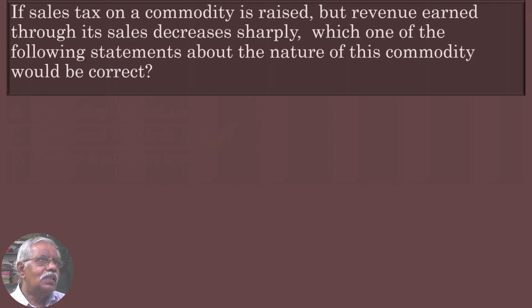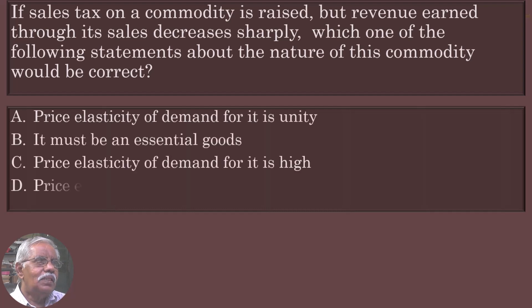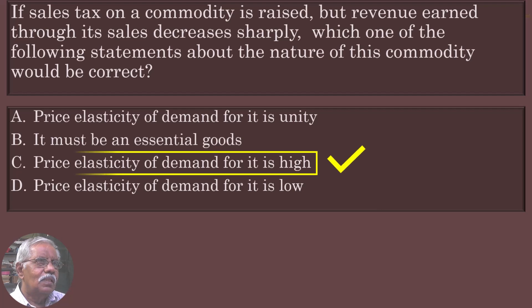If sales tax on a commodity is raised, but revenue earned through its sales decreases sharply, which one of the following statements about the nature of this demand curve would be correct? Price elasticity of demand for it is unity. It must be an essential good. Price elasticity of demand for it is high. Price elasticity of demand for it is low. The correct answer is price elasticity of demand for it is high.